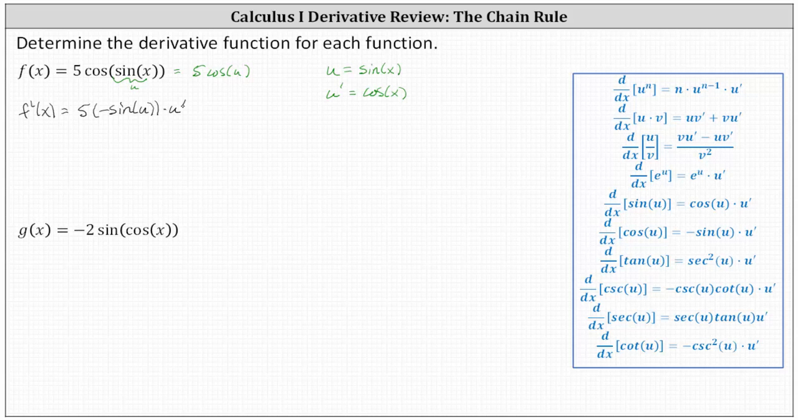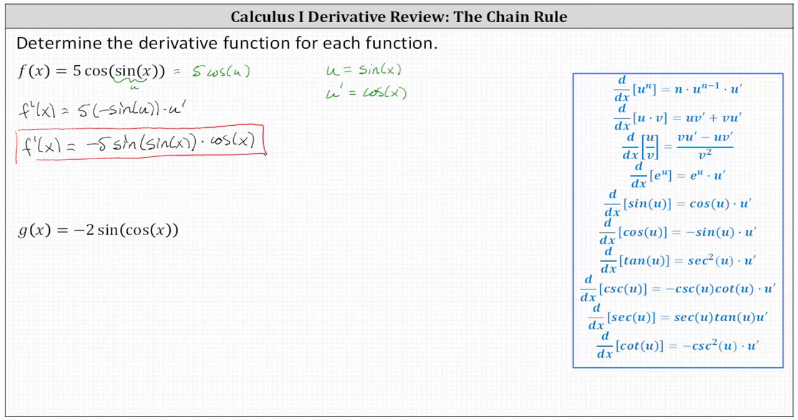We need to write this back in terms of x using u and u prime. Our final derivative function, f prime of x, is equal to negative 5 sine u, and u equals sine x, times u prime, and u prime is cosine x. You need to be careful here. We cannot multiply these two signs. Sine x is the input into the outer sine function. And therefore, this is the form of our final derivative function.